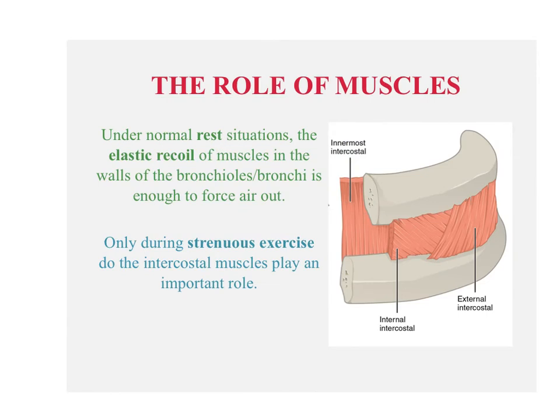When we're thinking about the muscular involvement in ventilation, we've got to be highly aware that the intercostal muscles are only really used during strenuous exercise, so during phases of deep breath as opposed to shallow rest breath. So under normal conditions, it's the elastic recoil of muscles in things like the bronchi and the bronchioles that enable the air to be forced in and out.